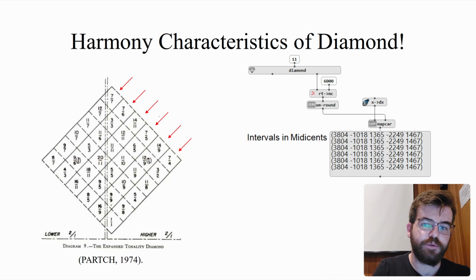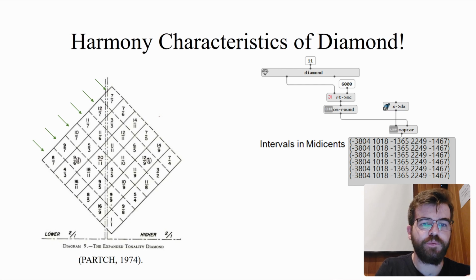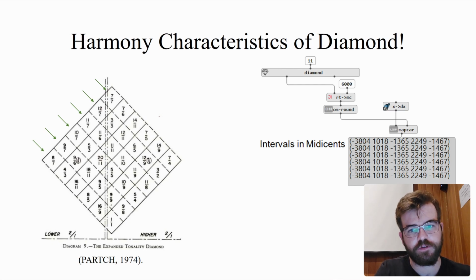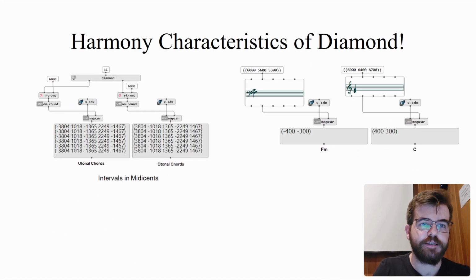In other words, we can claim that all the otonal chords in the diamond are the same chord in different positions, which gives the tonality diamond very homogeneous harmonic characteristics. The same will occur with the inverted chords, the utonal chords: they again have the same interval structure, and we can see that otonal and utonal chords have inverted intervals, like the relationship between C major and F minor starting from the note C.